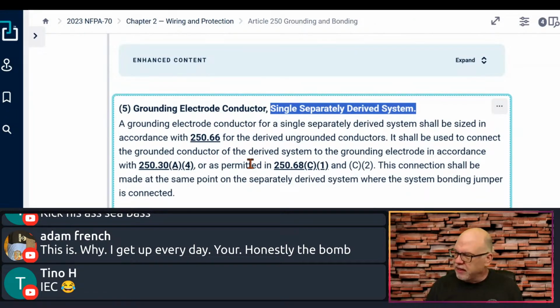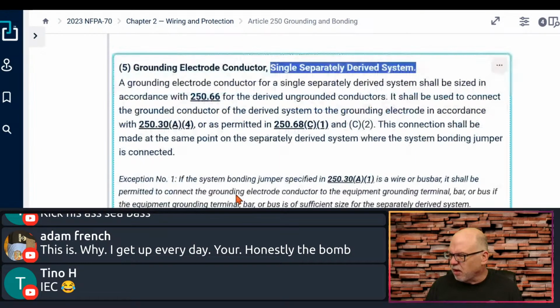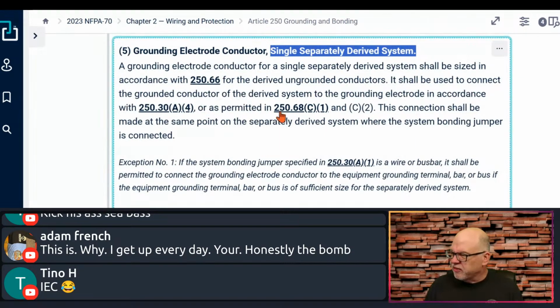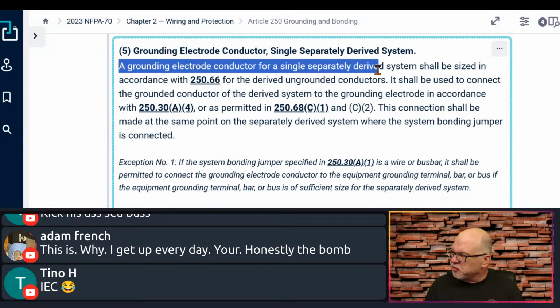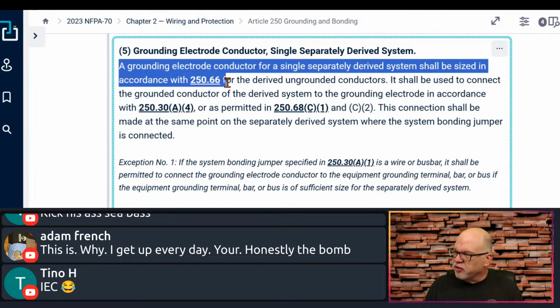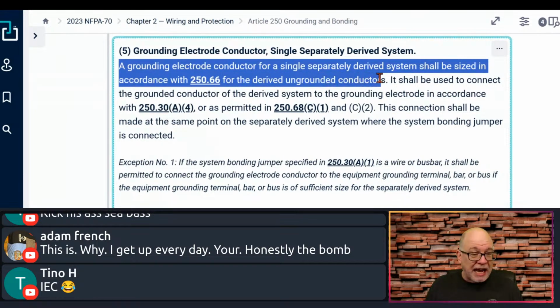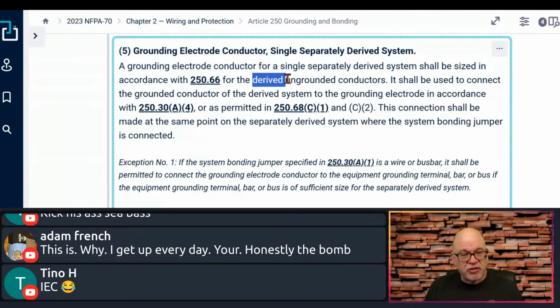Remember, dot 30. Okay, dealing with separately derived system, like a transformer. All right. So again, you go down all this. It tells you everything right here that you need to know. But it says a grounding electrode conductor for a single separately derived system shall be sized in accordance with 250.66 for the derived ungrounded conductors. And derived is a fancy way of saying whatever's coming off the secondary, they're being derived from the transformer. Created, originated, however you want to say it. That's the term derived. Some people hate that term derived, but that's what it is.